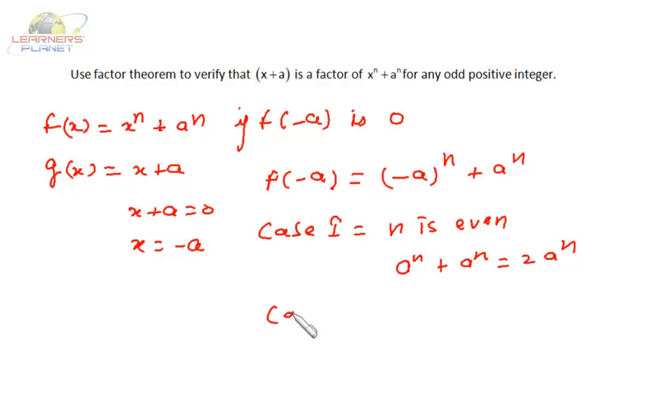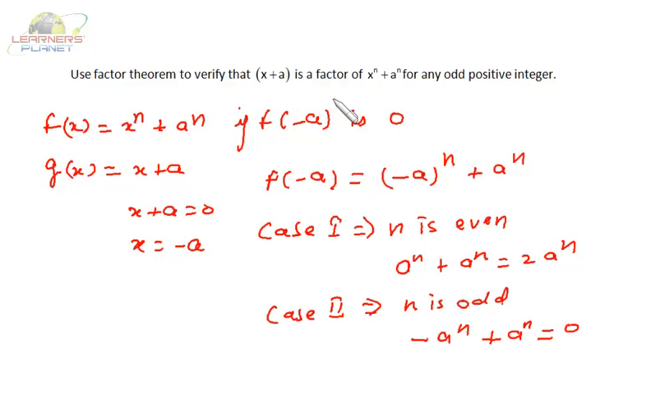Now case 2, if n is odd. Now if n is an odd number, the odd power of any negative number will remain negative, so it will be minus a raised to n plus a raised to n, which will be 0. That means if n is any odd number, then x plus a will definitely be a factor of x raised to n plus a raised to n. So we can prove it.